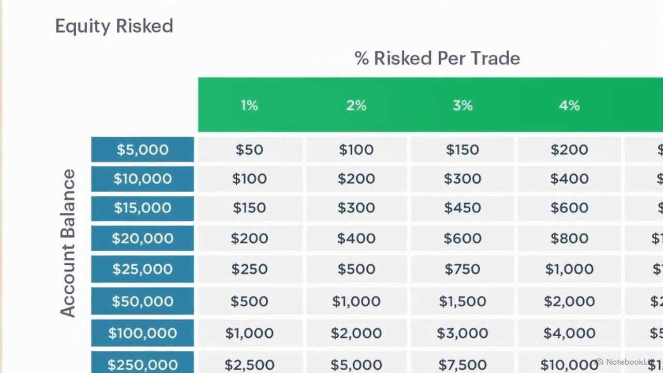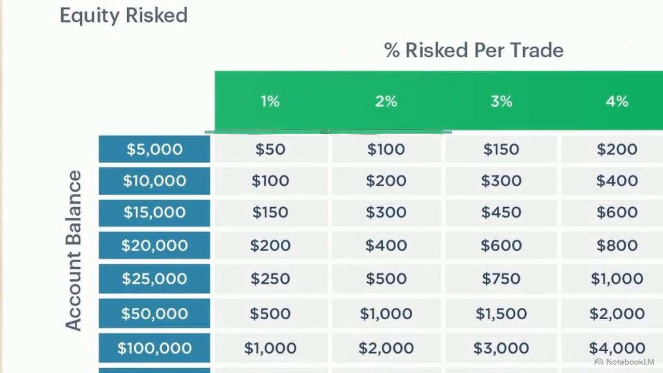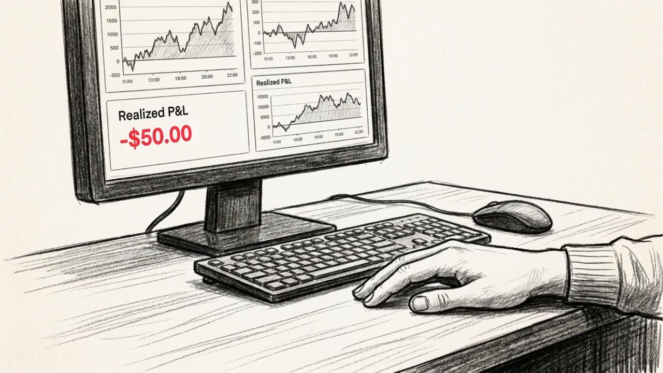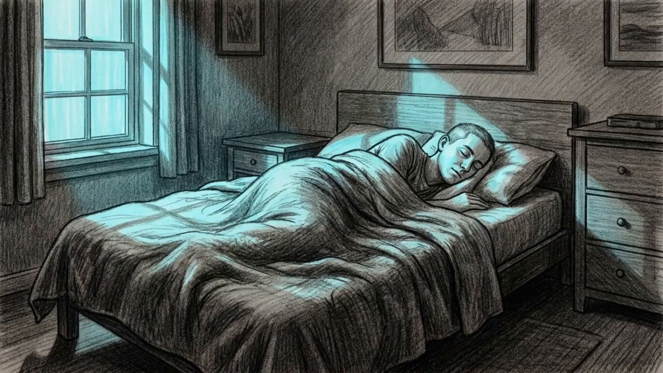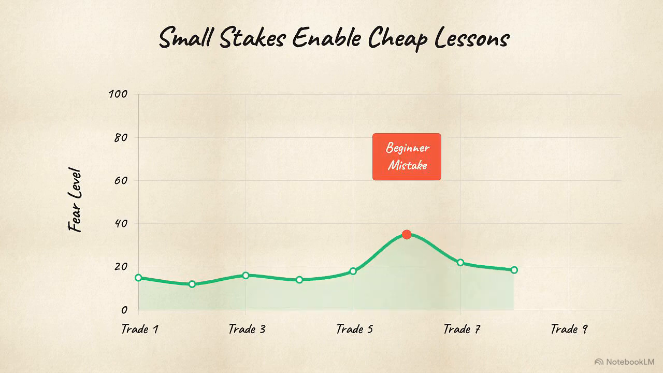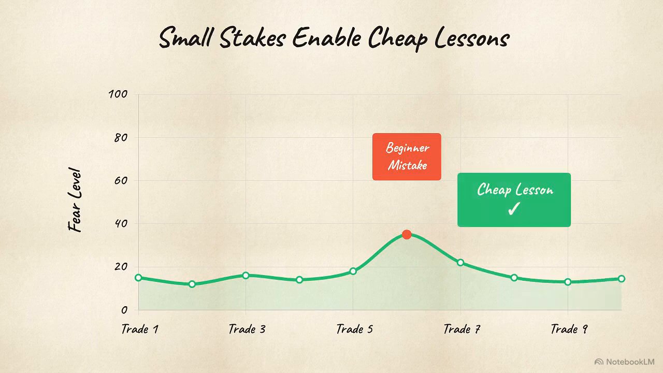We define it as a strict 1 to 2% risk of your total account balance per trade. Look at these columns. On a $5,000 account, you're risking $50 to $100. The physical metric for getting this size right is simple. The capital at risk must be small enough that losing it does not cause a stress response or keep you awake at night. By artificially capping your risk like this, fear stays low. When you inevitably make beginner mistakes, they remain cheap, educational experiences rather than catastrophic losses.